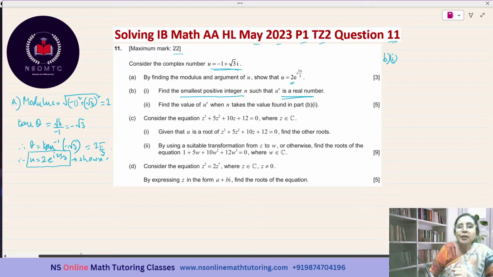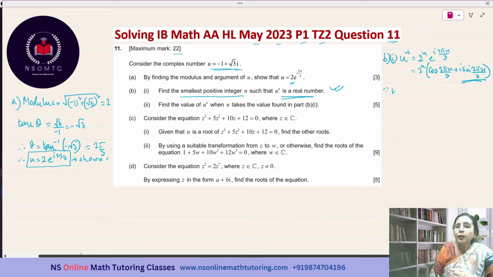Subpart i, the first subpart: u raised to the power of n. Using de Moivre's theorem, u raised to the power of n will be equal to 2 to the power of n and e to the power of i 2 pi n over 3. Writing this in cis form, this is equal to 2 raised to the power of n, cos 2 pi n over 3 plus i sine 2 pi n over 3. And it is said that u to the power of n will be a real number. Therefore, this imaginary part should be equal to 0.